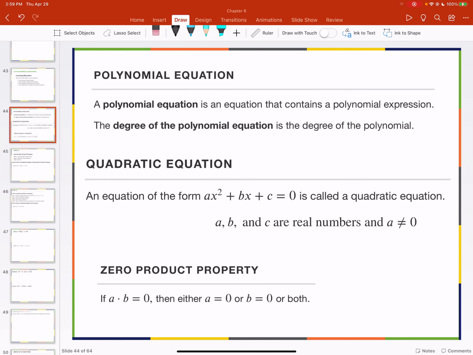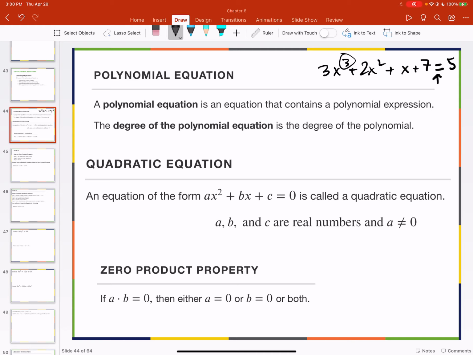First of all, what's a polynomial equation, right? It's an equation that contains a polynomial expression. So let's say, for example, you have 3x cubed plus 2x squared plus x plus 7 equals 5 or something. That's an equation because it has an equal sign, okay? And then the degree of the equation would, of course, be the degree of the polynomial. And, of course, we know that the degree of the polynomial is the highest exponent of any term, right?